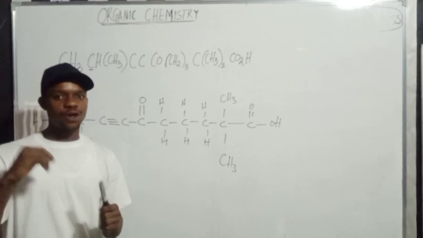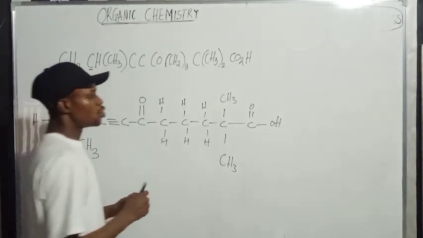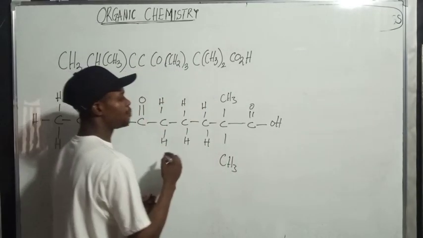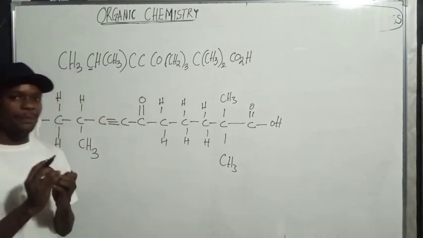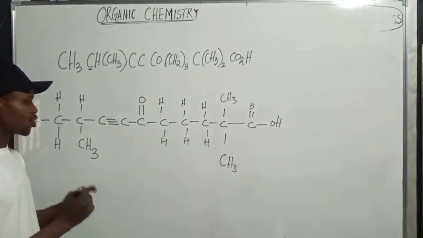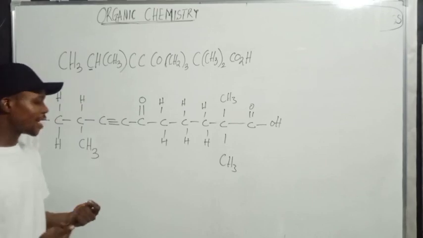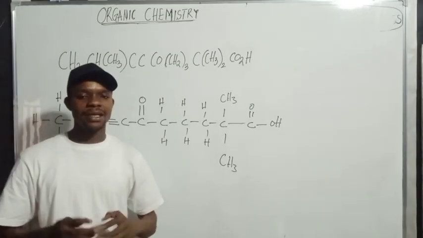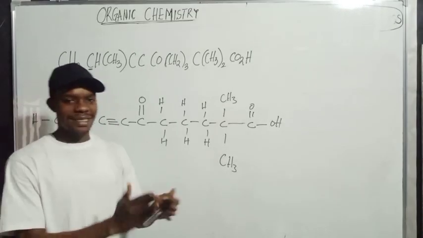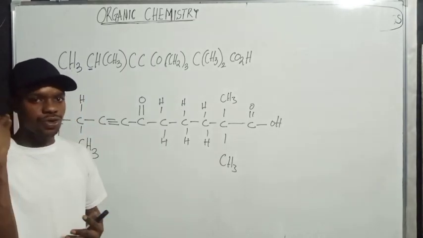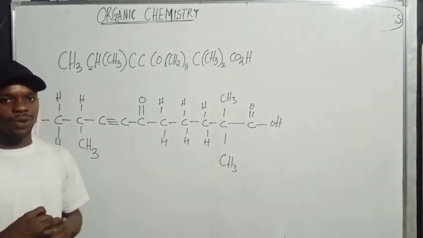So you leave it in the comment section. So now, what are the numbers of pi bonds? What are the numbers of sigma bonds, right? And what are the functional groups that are present here? What are the functional groups? So that would be your own assignment. I want you to try for me here. Leave the answer in the comment section.